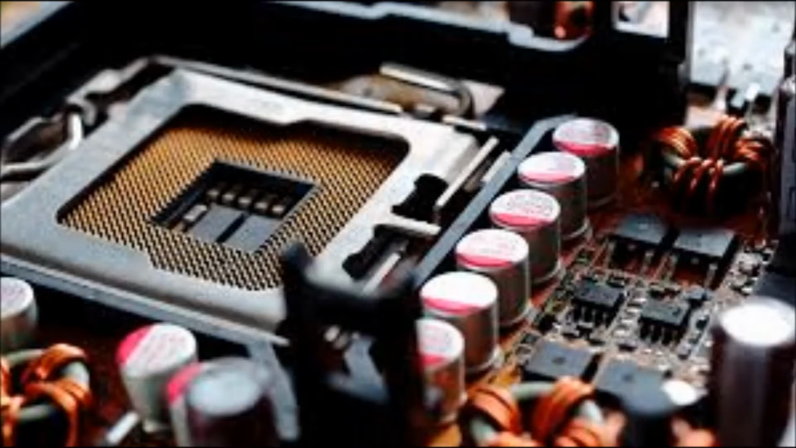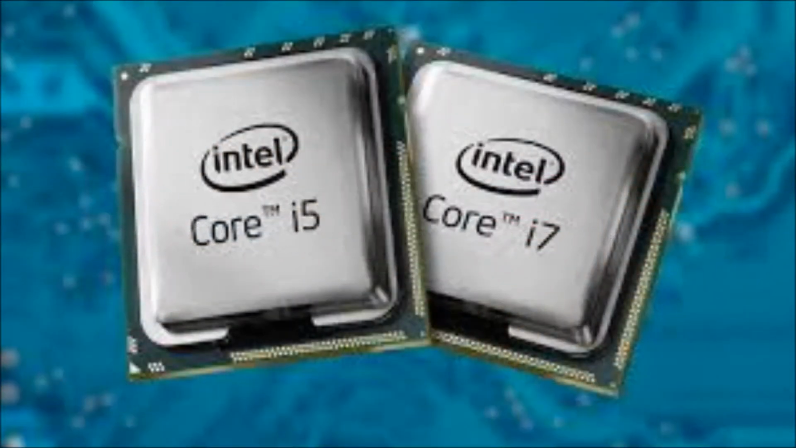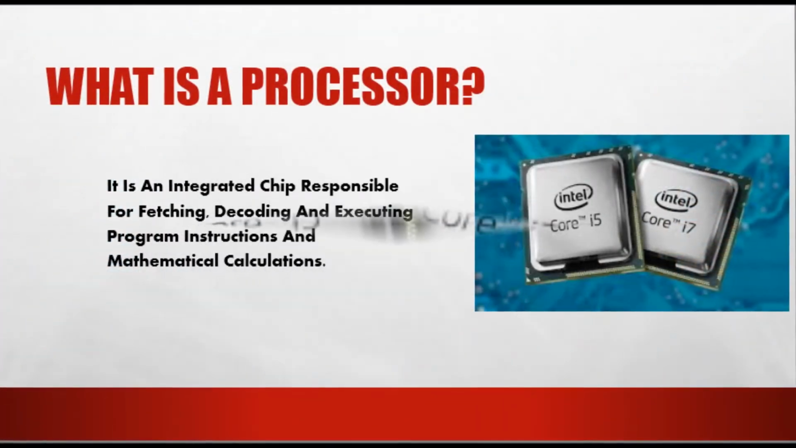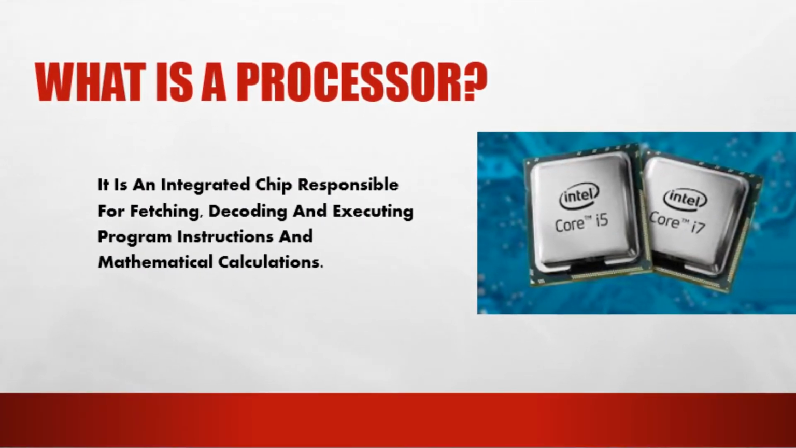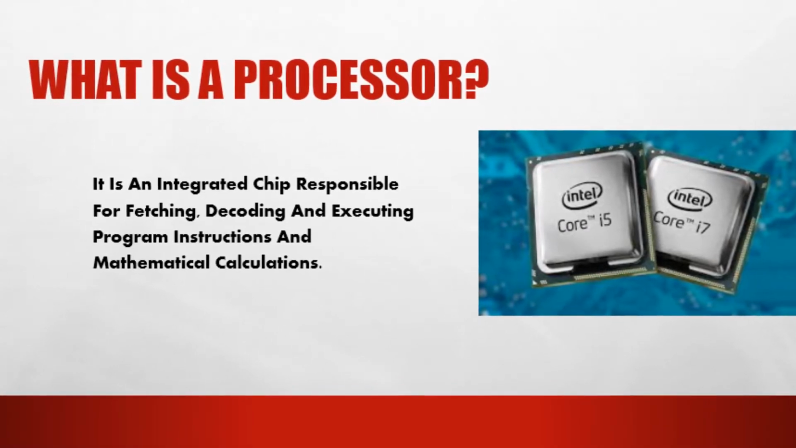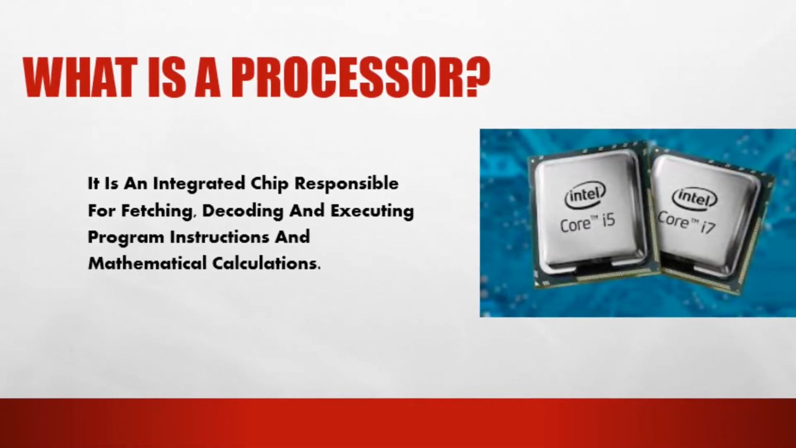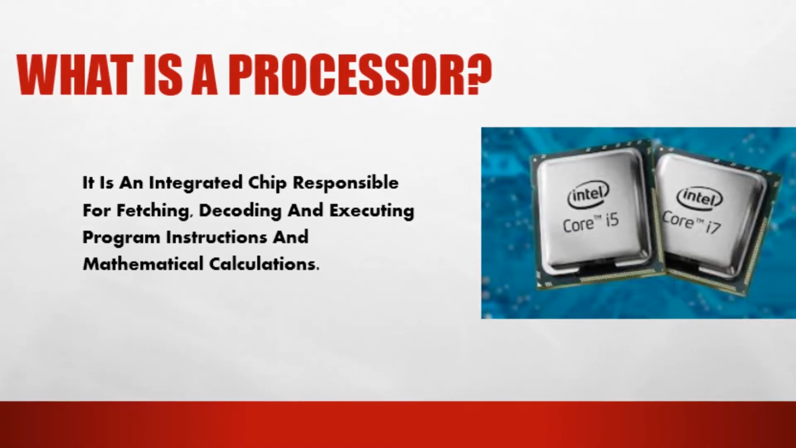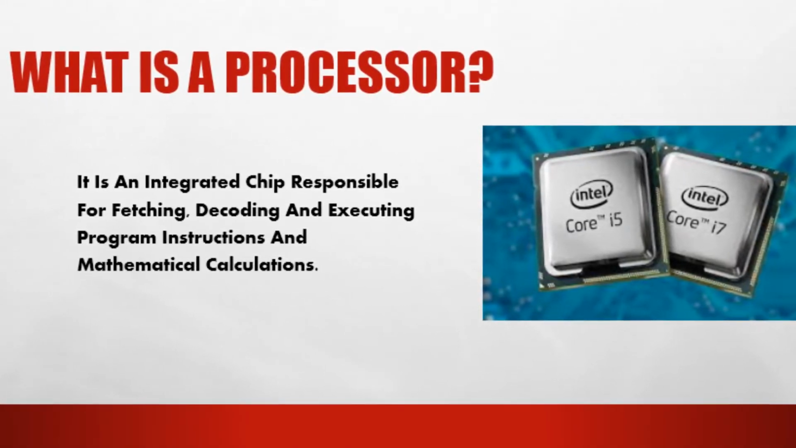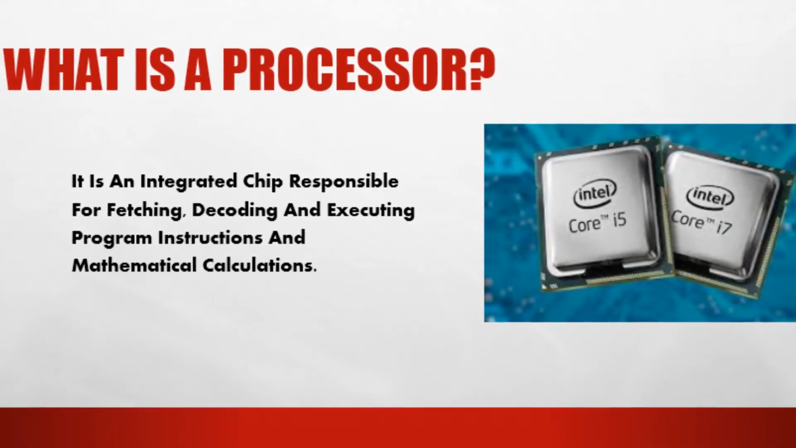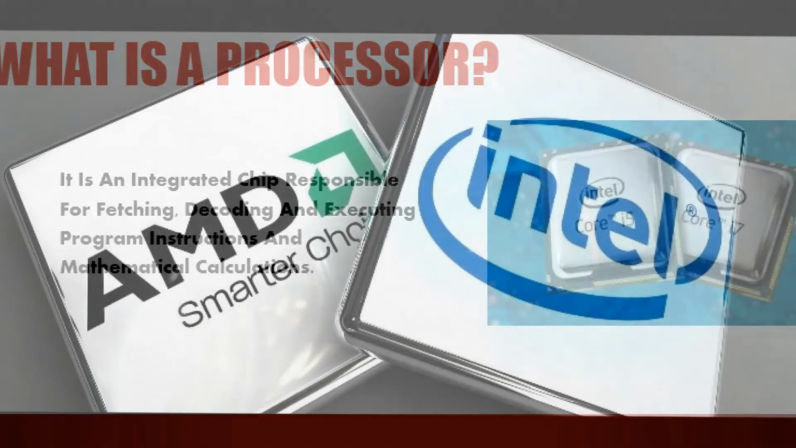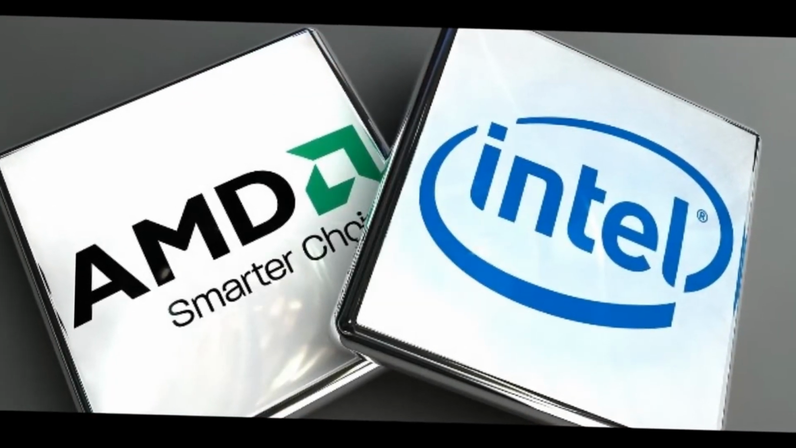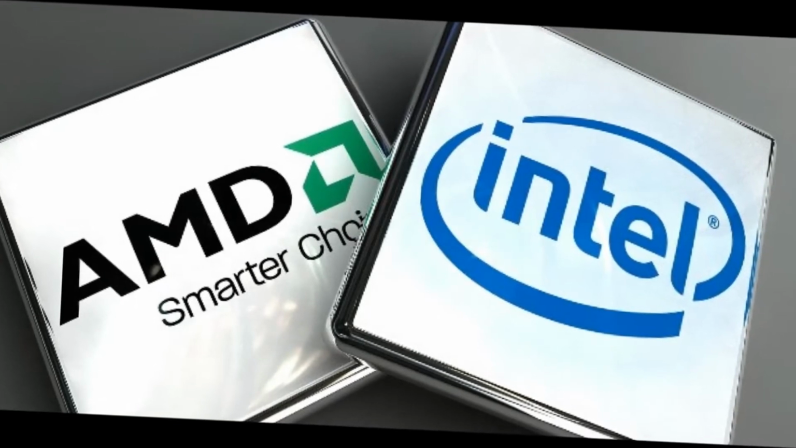We understood that the CPU is inserted into the CPU socket. Then how do we define a CPU? The microprocessor, MUP, CPU, you call it by any name. It is an integrated chip responsible for fetching, decoding and executing program instructions and mathematical calculations. Talking about CPUs, the top companies that manufacture processors are Intel and AMD.